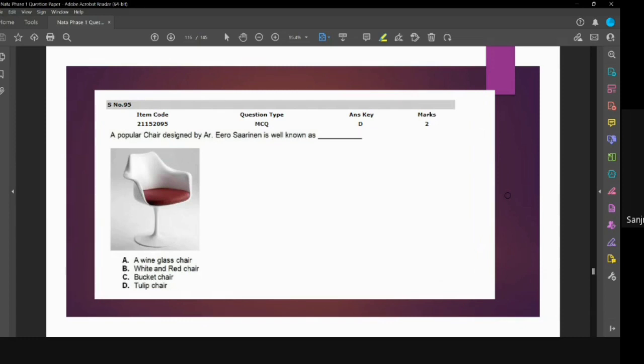അടുത്ത question. A popular chair designed by architect Eero Saarinen is well known as. Eero Saarinen, one of the famous architects, designed ചെയ്തിട്ടുള്ള chair ആണ് ഈ ഇമേജിൽ കാണുന്നത്. And they have asked to identify the name of it. Is it a wine glass chair, white and red chair, a bucket chair, or a tulip chair? The answer is a tulip chair. This is a very famous chair designed by architect Eero Saarinen, and it is called tulip chair.